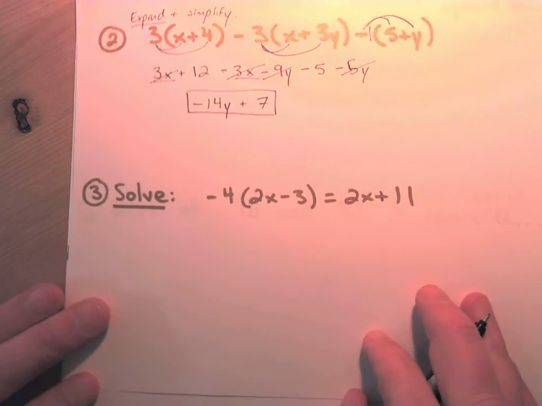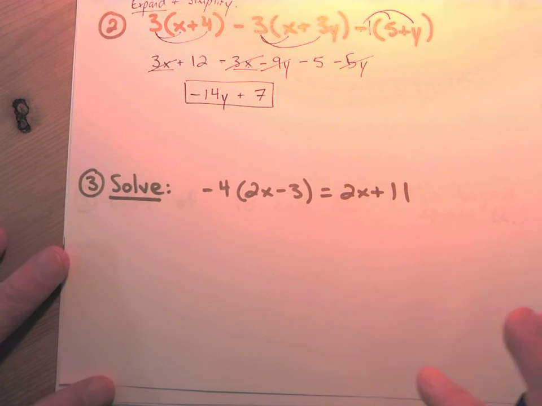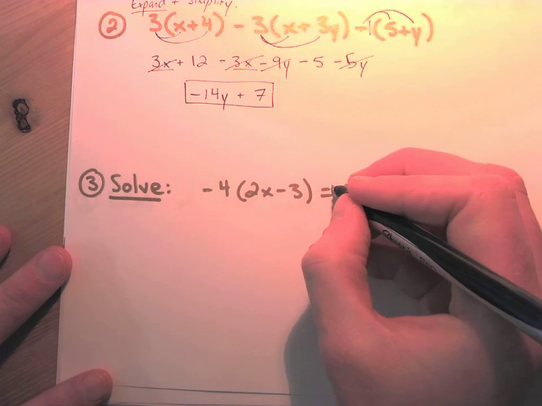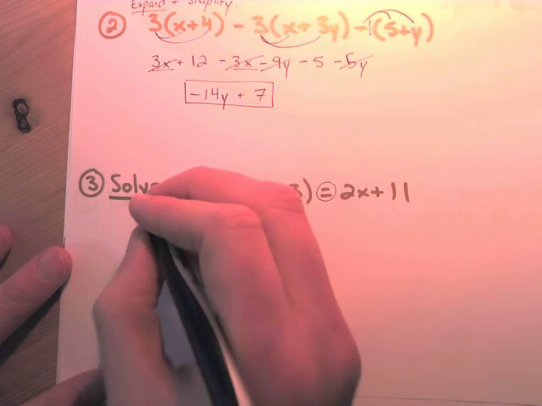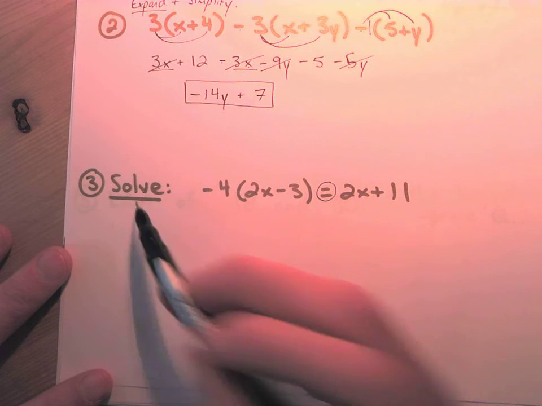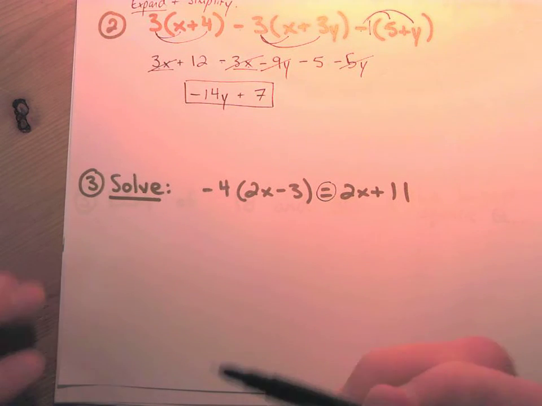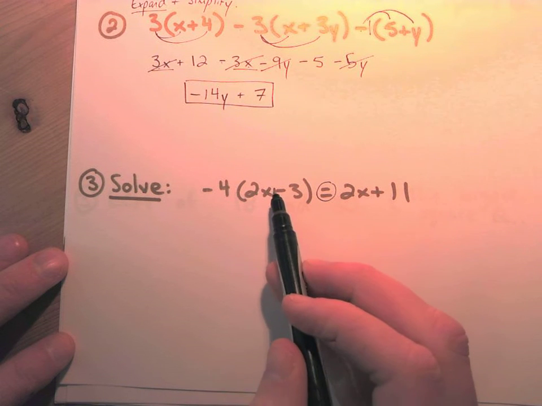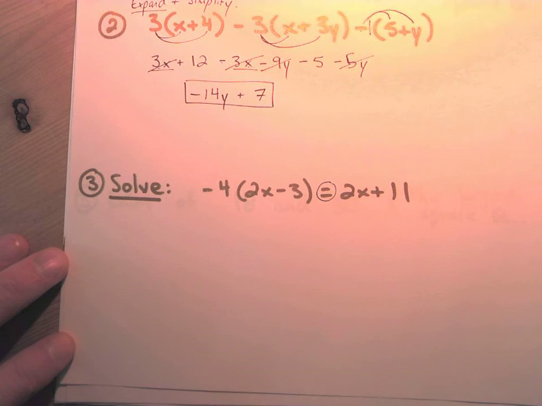Alright, last of all, solve: negative 4 times (2x minus 3) equals 2x plus 11. So this type of question has an equal sign, so it's different, and that's why it says solve. Because it wants you to solve for the variable. It wants you to know what that x is going to be. If you're solving, it means generally there's only going to be one variable, and there's going to be an equal sign, and your goal is to get that one variable on its own with numbers on the other side of that equation symbol. And so your goal is to find out what x is.